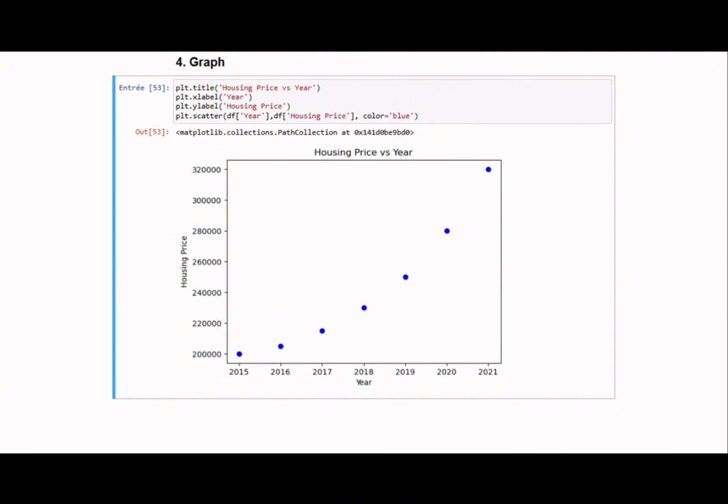Visualizing the data with scatterplot. Now let's visualize our data using a scatterplot. The x-axis represents the year, the y-axis represents housing price. Each point on the graph represents the housing price for a specific year. These plots help us see the upward trend in housing prices, which indicates that we can apply a linear regression model to fit a trend line.